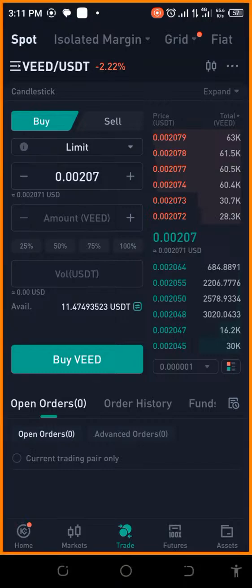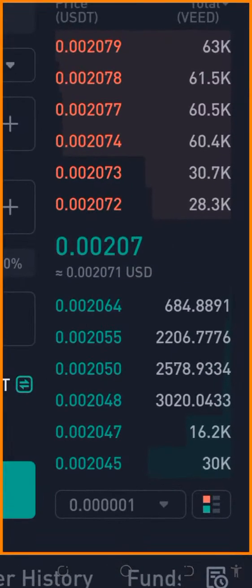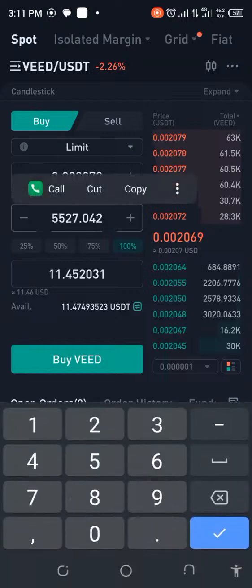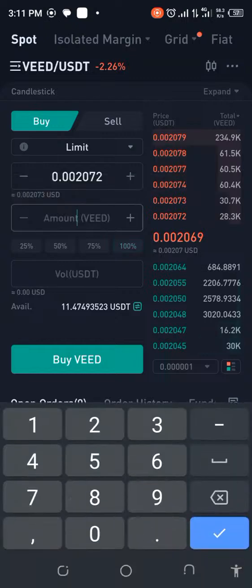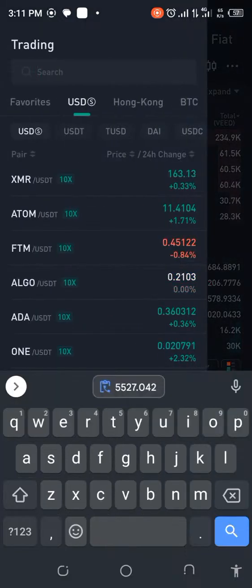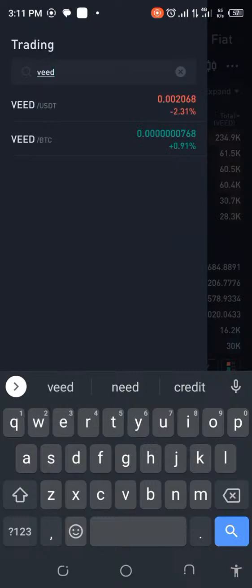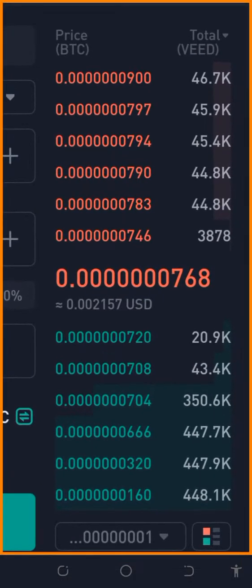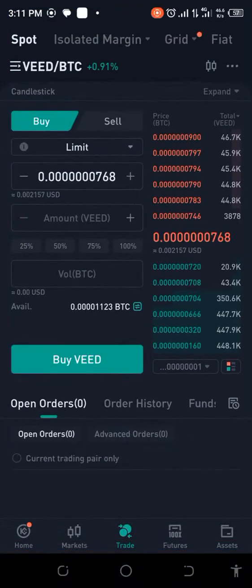Let me first check what's going on in the order book. Let's see whether that's possible. We'll put in the first red here, click on 100%, and use that. This will sell instantly. Let's go and check what we have for VEED BTC, to see whether we'll still be able to make money and if this is still going to give us good results. We want to sell. Are we selling? Yes, we're selling.